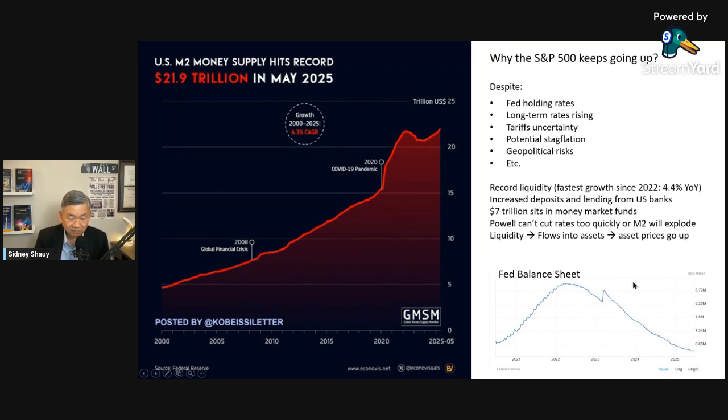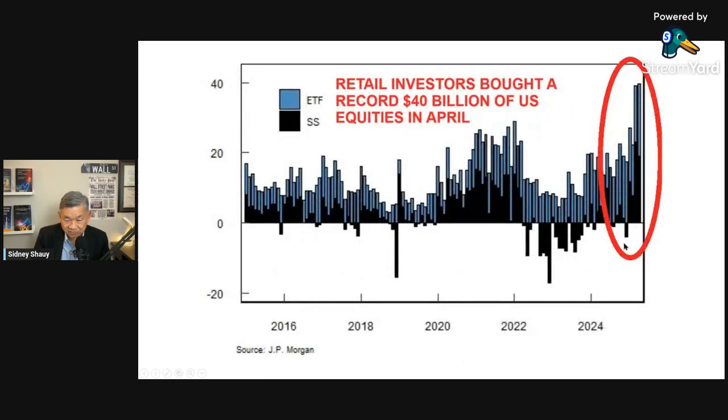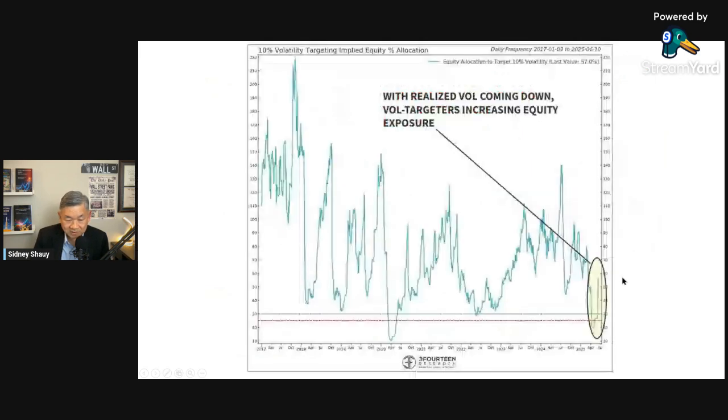All right, we have a lot of money around chasing assets. If you look at where this money is going, across asset allocation across households, people, funds, and foreign investors, it's pretty much equities. Retail investors bought a record 40 billion in April. A lot of people are doing buy the dips here, so a lot of money channeled into equities.